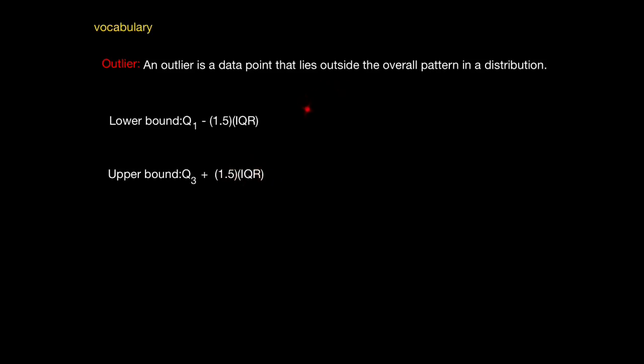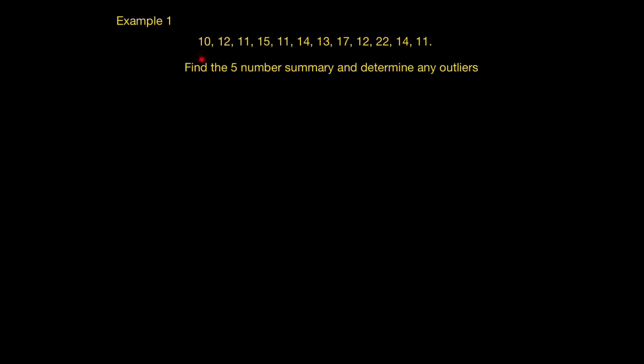If you have values in your data set that are lower than your lower bound, then they are outliers. Likewise, if you have values in the data set that are bigger than your upper bound, then they are outliers as well. So let's unpackage that with an example. So here we have 10, 12, 11, and so on. We have to find the 5-number summary and determine any outliers.